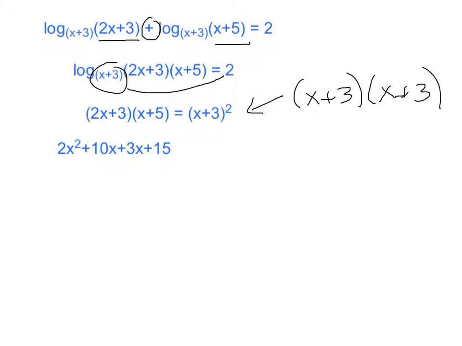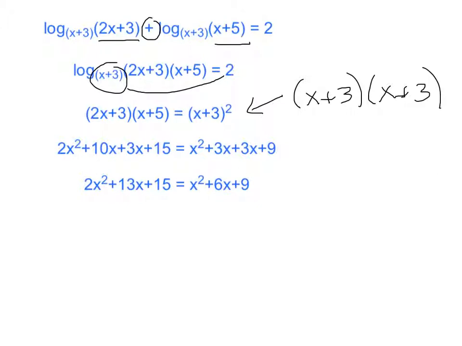So if you were to double distribute that out, you would be left with x squared plus 3x plus 3x plus 9. Okay, so now we're just going to combine our like terms on both sides of the equation. On the left-hand side, we can combine the 10x and the 3x, leaving us with 2x squared plus 13x plus 15. And on the right-hand side, we can combine the 3x and 3x, leaving us with x squared plus 6x plus 9.